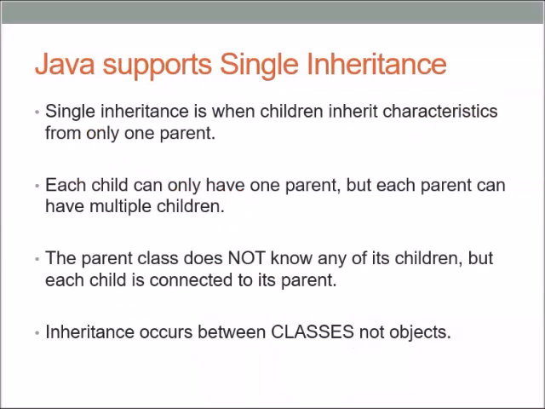So Java only supports single inheritance. What that means is that the children will inherit characteristics from only one parent, meaning a child cannot have more than one parent. Like you can't have three mothers. So every child will inherit things from only one parent. Now, each child can have one parent, but each parent can have multiple children. So the parent class does not know any of its children, but each child is connected to its parent. So inheritance occurs between classes and not objects.